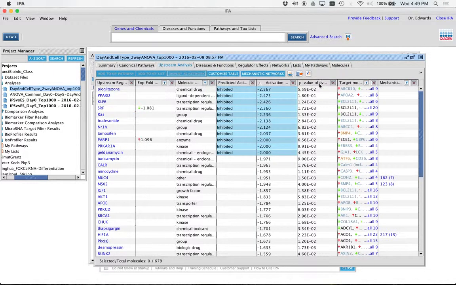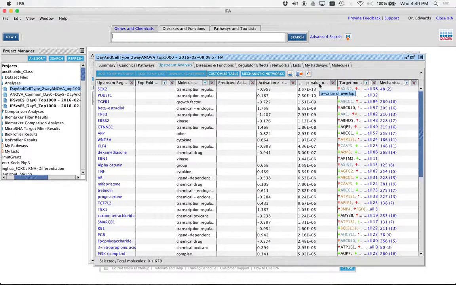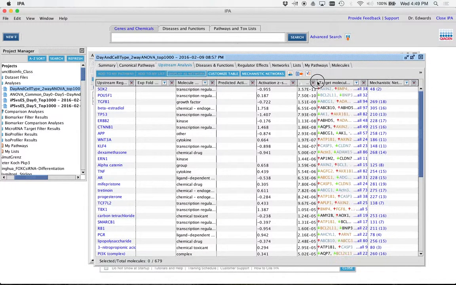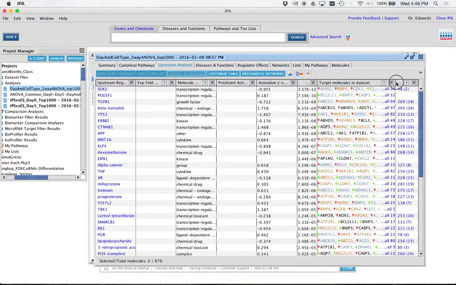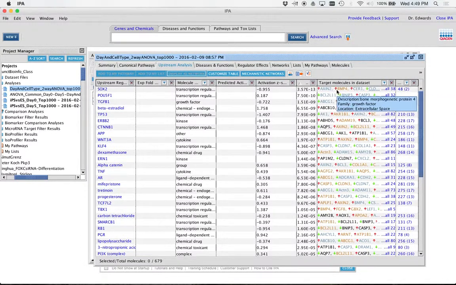Okay, sort by p-values again. I want to show you one more thing. Make sure you're at the lowest one. Does everybody have SOX2 as their top upstream regulator on your list? Okay, that's good. So here's the p-value, the probability that you might get that by random chance. Again, here are all the molecules on your list that are known to interact with it. And it's basically showing you whether they go up or down.